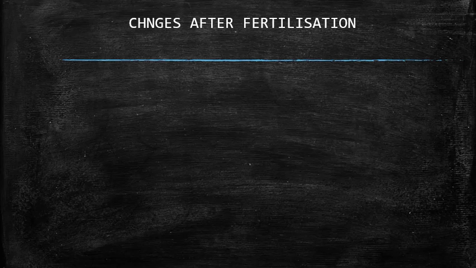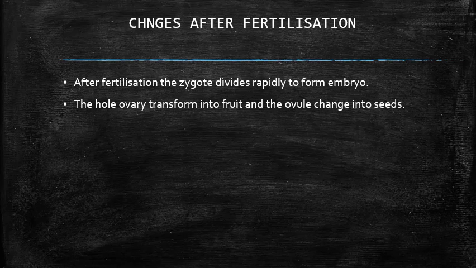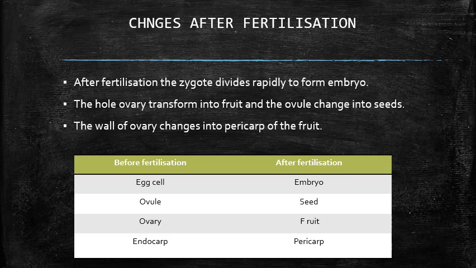Changes after fertilization. After fertilization, the zygote divides rapidly to form the embryo. The whole ovary transforms into fruit and the ovule changes into seeds. The wall of the ovary changes into the pericarp of the fruit. Here in this table we can see the changes after fertilization. The seeds germinate when they get suitable conditions and give birth to a new plant.